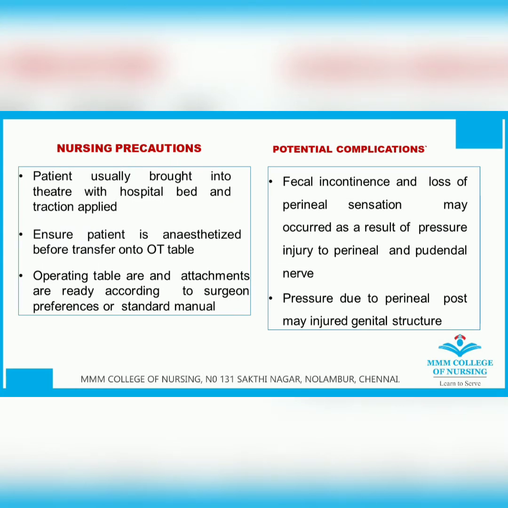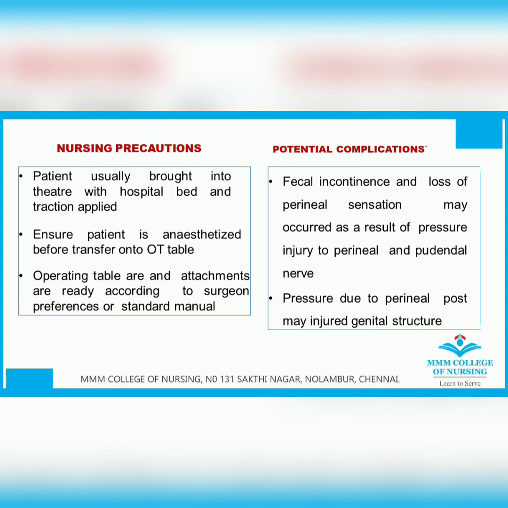Nursing precautions and potential complications of the fracture table. First, let's see the nursing precautions. The patient is usually brought into theatre on the hospital bed with traction applied. Ensure the patient is anesthetized before transfer onto the OT table. The operating table and attachments are ready according to surgeon preference or standard manual.